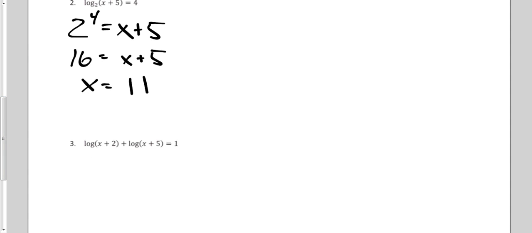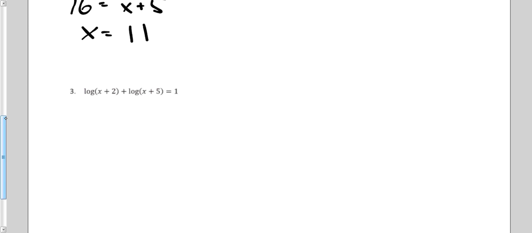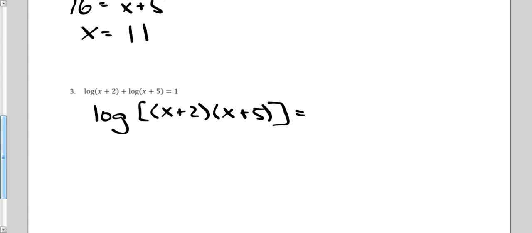This one's trickier. What do I have to do first before I do log roll? Yeah, so Caleb said if I'm adding 2 logs, I multiply them. Be more specific though. This is going to be the log of what? Yeah. X plus 2 times x plus 5. And that all equals 1.